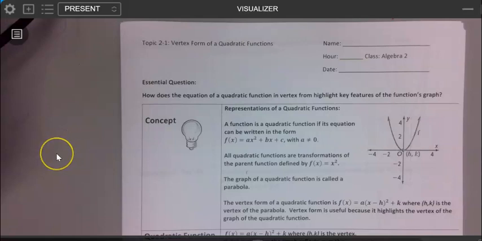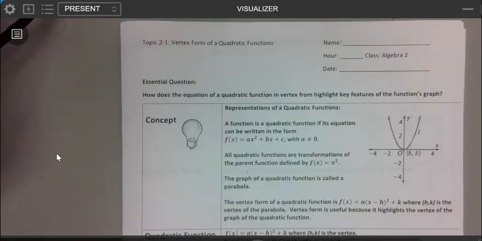This is Mr. Campbell. This is Algebra 2, 2.1 vertex form of quadratic functions. Notes for the homework. It's the first unit in topic 2. We're going to be talking about quadratics.